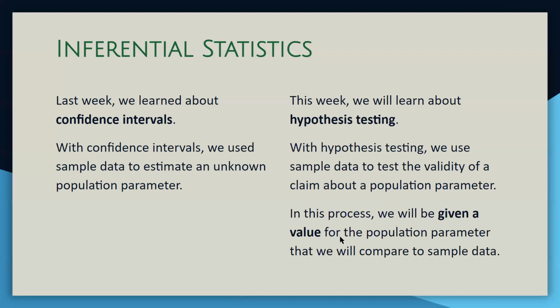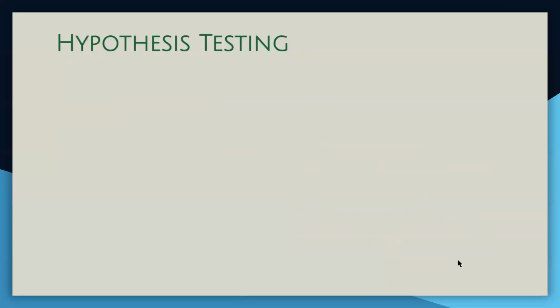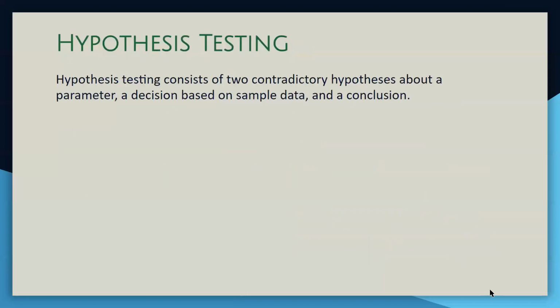So in this process, we will be given a population parameter and we will compare it to sample data. And we're going to do that for two different parameters. We're going to do that for means and proportions, just like we did with confidence intervals. Hypothesis testing consists of two contradictory hypotheses about a parameter, a decision based on sample data, and a conclusion.